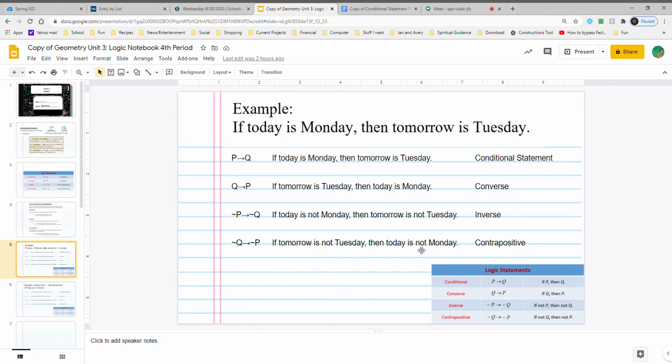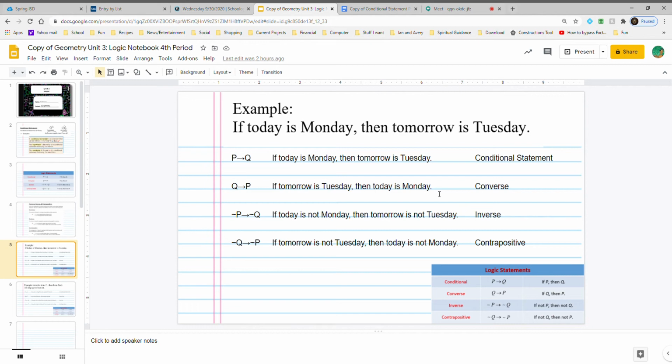For the last one, I could have copied and pasted it, or I could have started with P then Q, the very top line. If today is Monday, then tomorrow is Tuesday. And then I would have had to flip it, and then I would have had to make them opposite. But since I've already done this, I've already got it flipped right here.